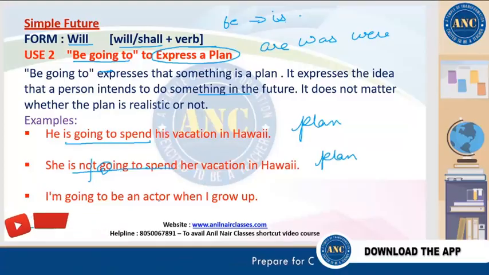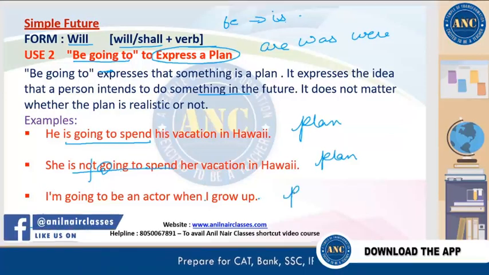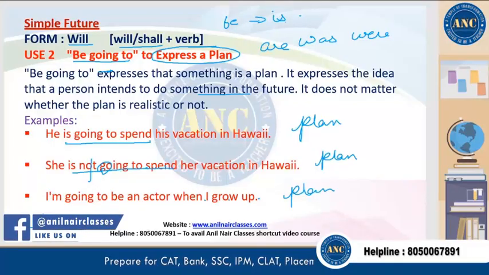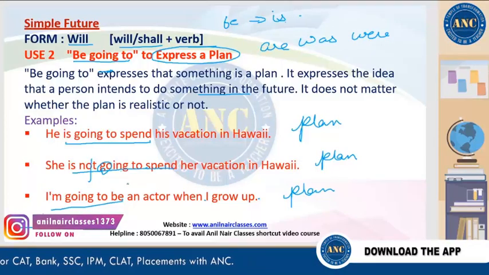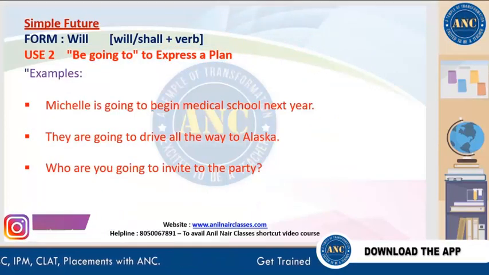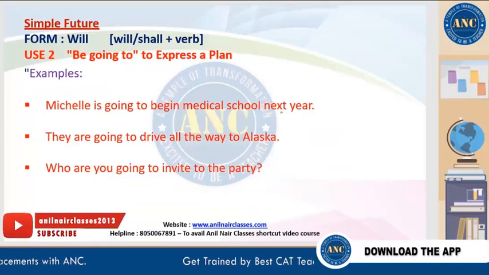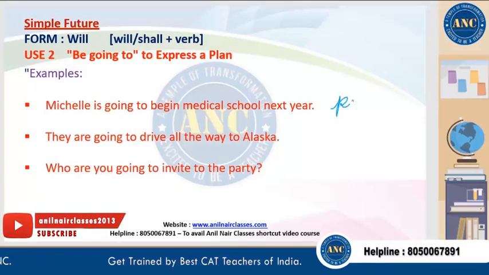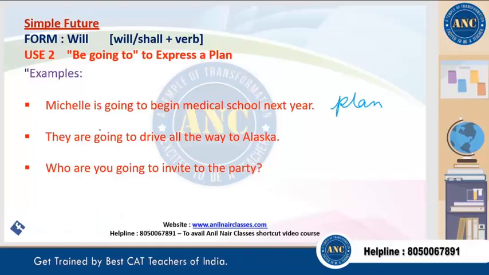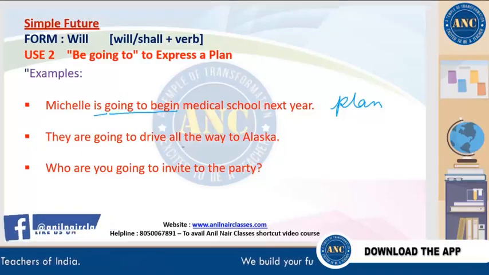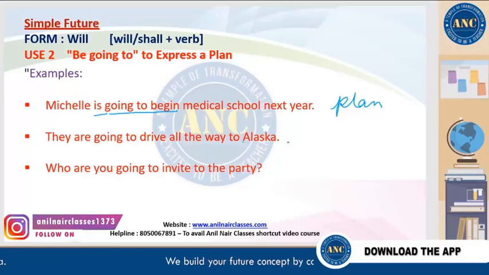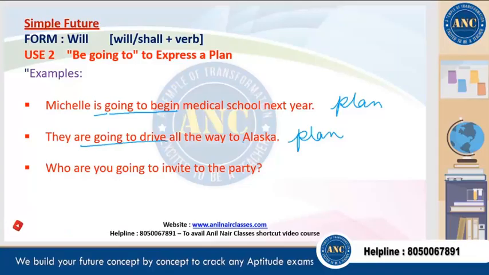I am going to be an actor when I grow up. Again, I have a plan of becoming an actor. So am going to be. Clear? So next one. See some more examples to express. Michelle is going to begin a medical store next year. So it's again a plan. Now for the plan, what he has used is going to begin. They are going to drive all the way to Alaska. So they have not yet driven. They are making a plan. So are going to drive.